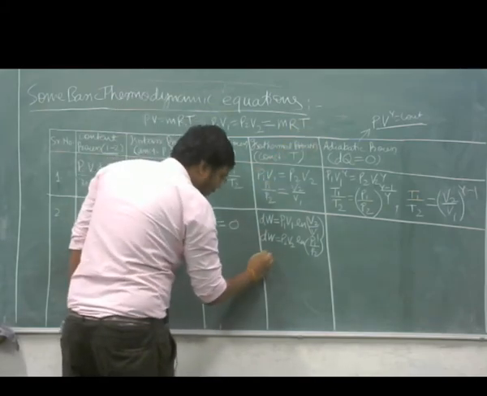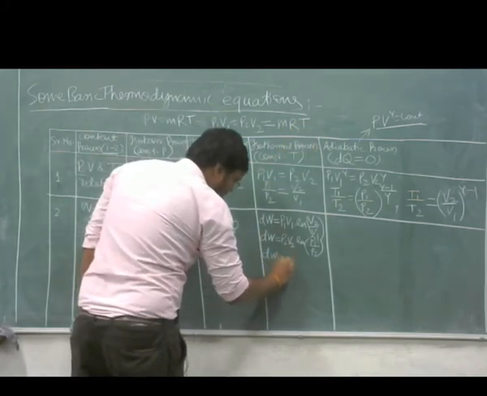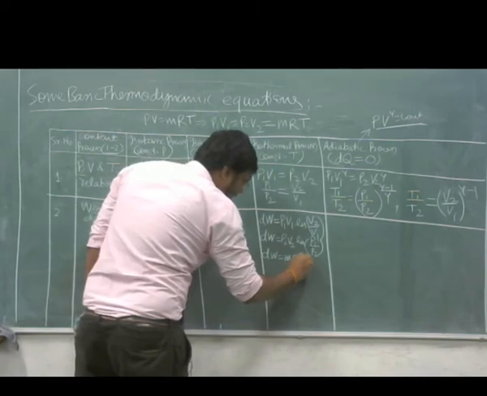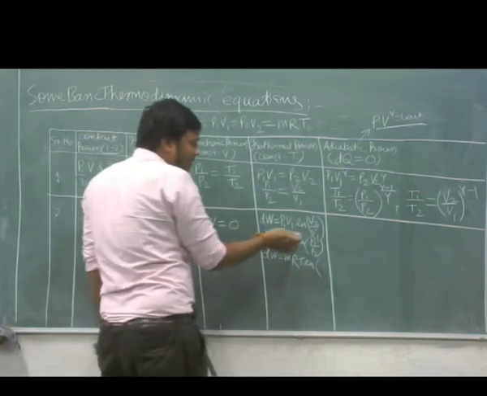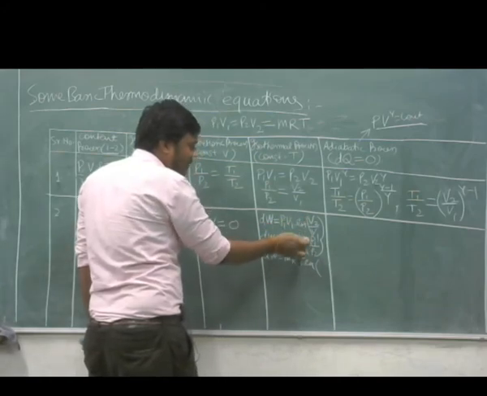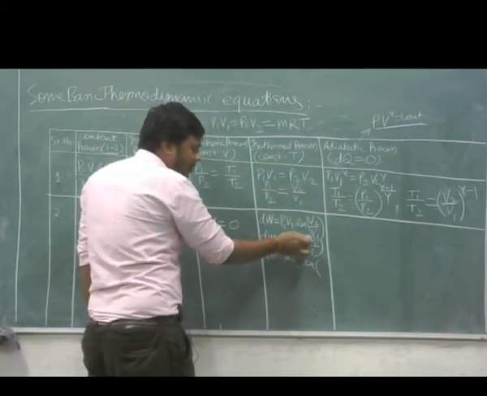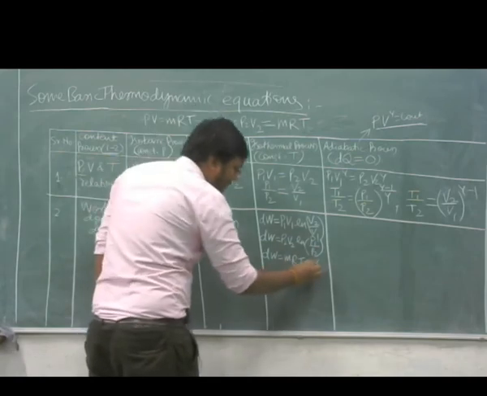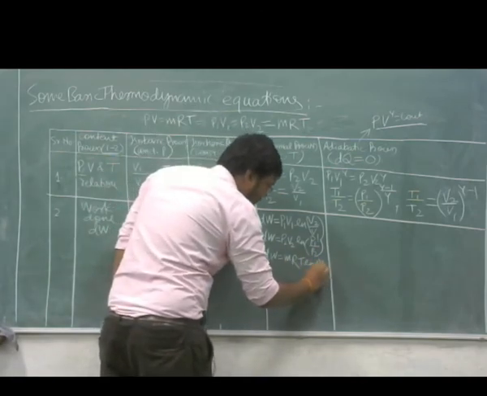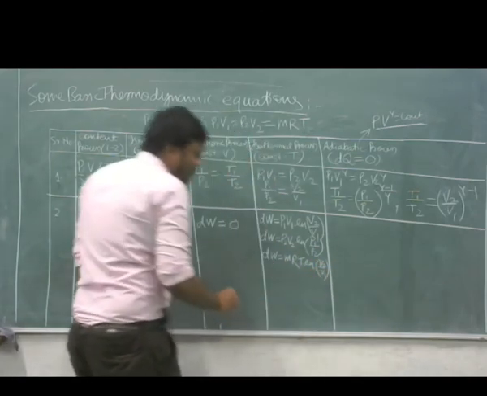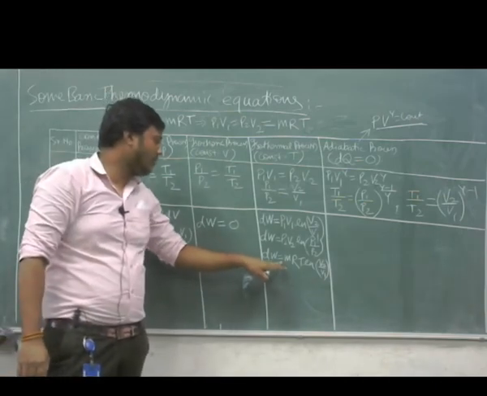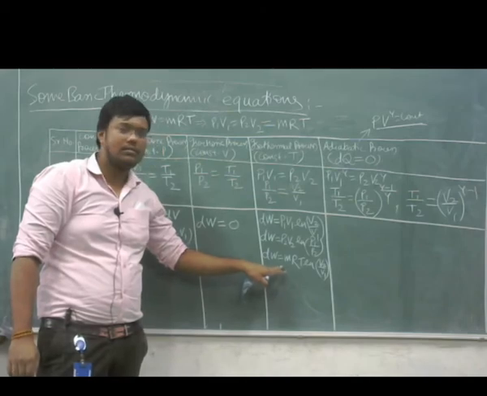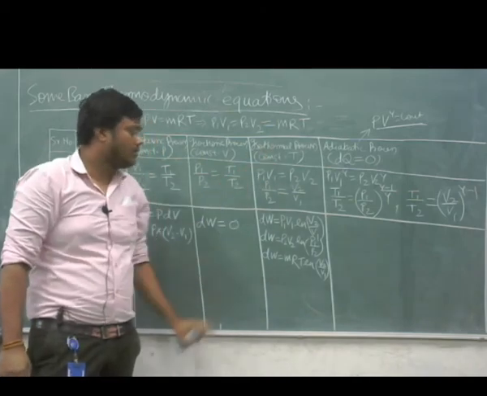We can write here dW is equal to MRT ln. You can write any value from these two equations, either V2 by V1 or P1 by P2. So I am writing here V2 by V1. So this is the third formula for work done for the isothermal process.